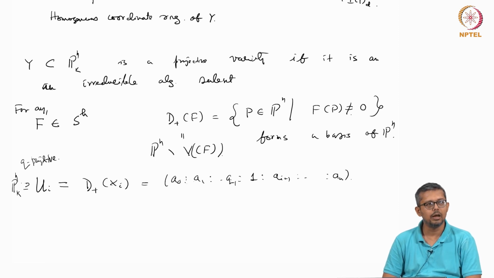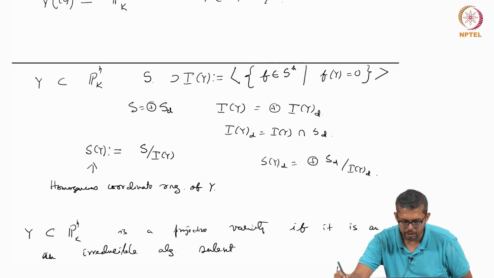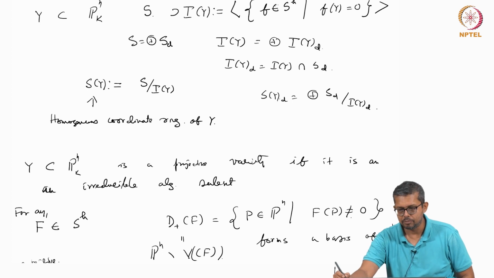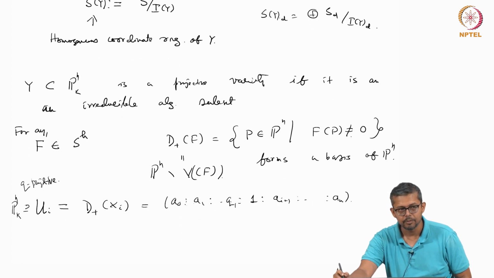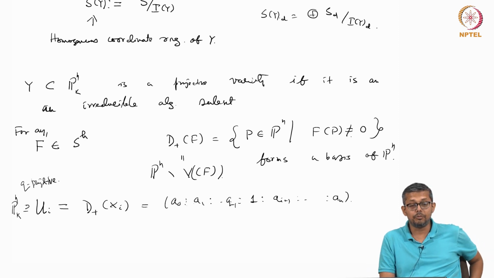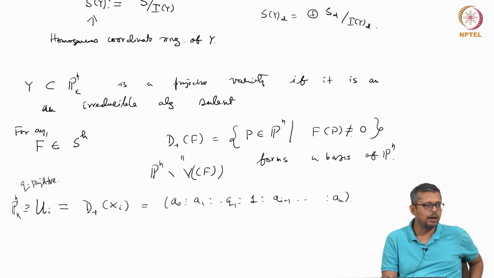So Pn is a projective variety because it is the zero set of the zero polynomial. And it's irreducible also. Pn is irreducible: you cannot write it as a union of two proper closed subsets. That is also another way of saying that there is a one-to-one correspondence between projective varieties in Pn and homogeneous prime ideals. I'll give that as an exercise.